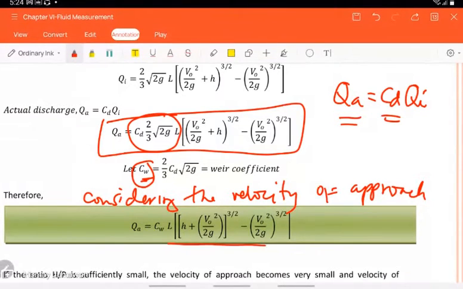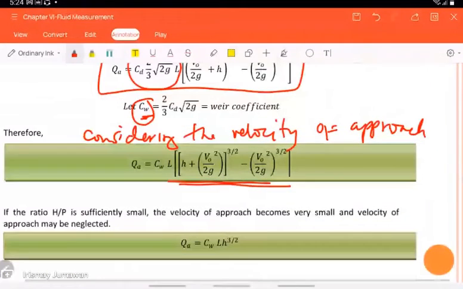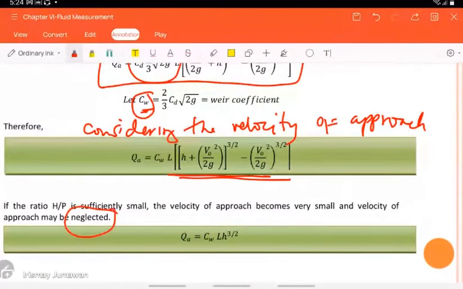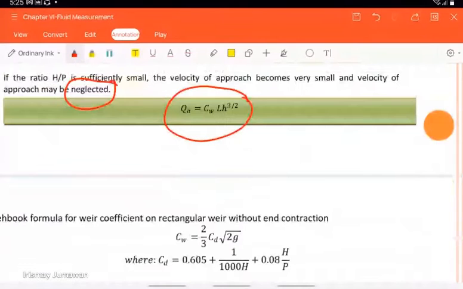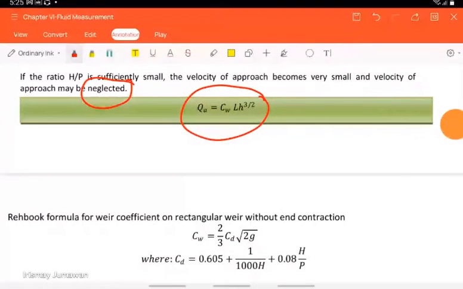Basta kani siya is the formula, you consider velocity of approach. Okay, if we neglect the velocity of approach, this is the formula. You have WL times H to the 3 halves. So that is the discharge reflecting the velocity of approach. Okay. So we have so many experts now before.